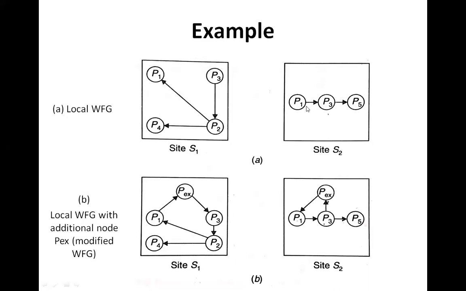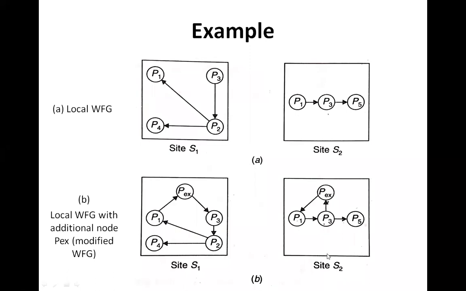Now, P1 is in a waiting state because P3 is holding something. So that is why we have included this edge. And P3 is also waiting for P2 in this particular site, so we have to include this also. So P1 to PEX and PEX to P3 have been included. The rest of the edges are shown as they are, whatever the local WFG explains, that is P2 to P4, P2 to P1, and P3 to P2. They are written as they are.